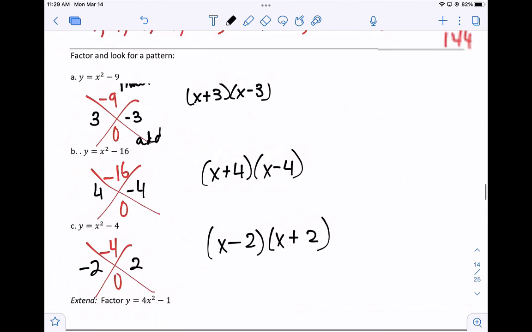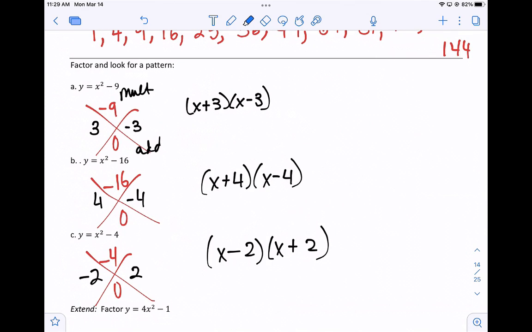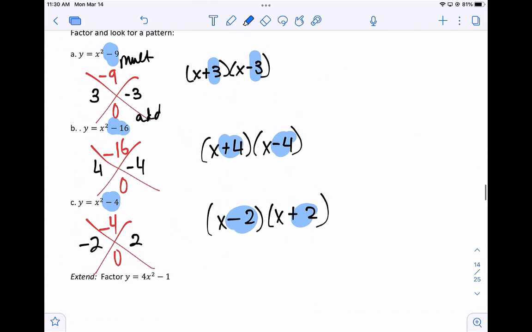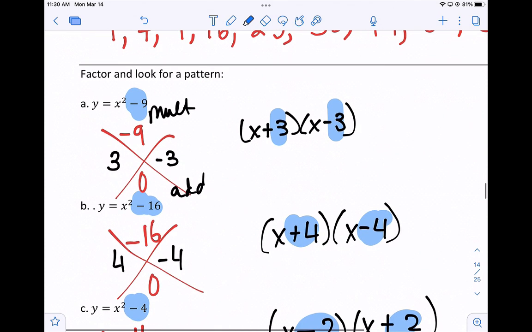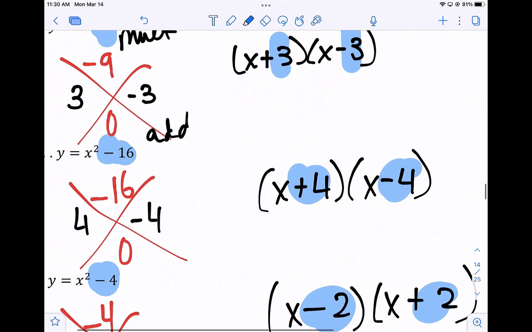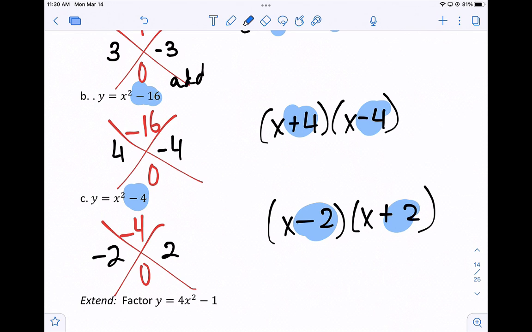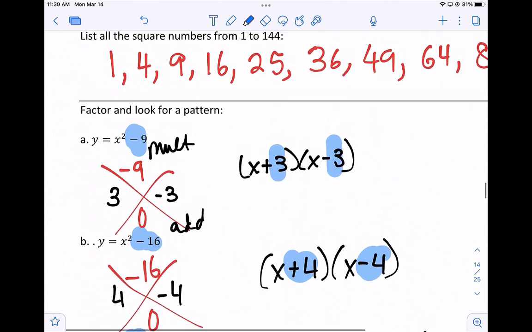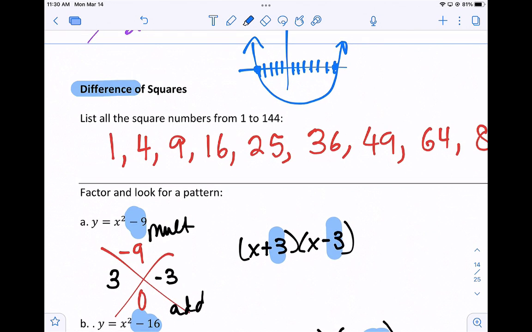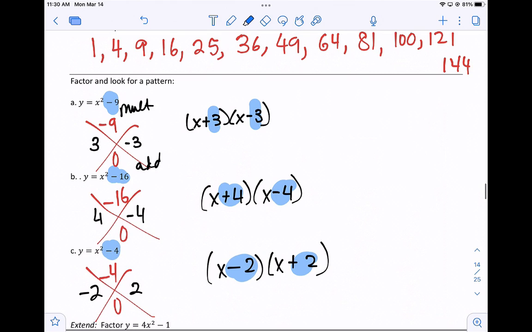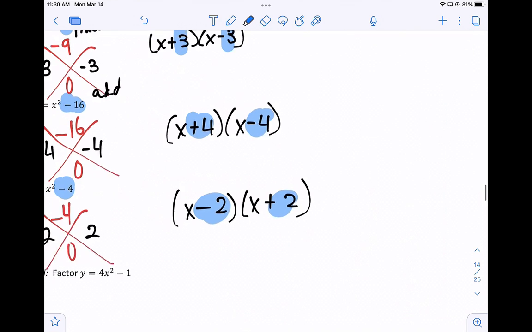So I want you to look for a pattern. What are you noticing about this number and these numbers, this number and these numbers, and this number and these numbers? You can see that if we take the square root of 9, we get 3, plus or minus 3. The square root of 16 is plus or minus 4, and the square root of 4 is plus or minus 2. So if you have difference of squares, so two square numbers that are being subtracted, you can just take the square root of that last number, and it will be your factor.